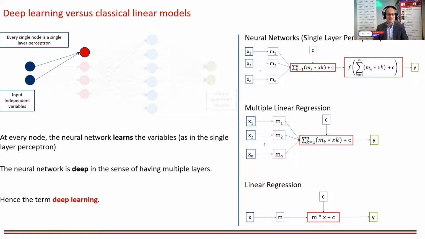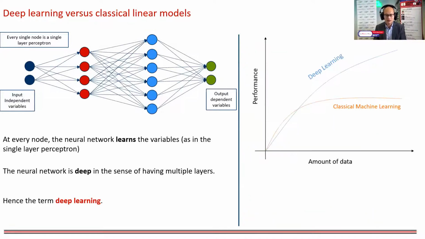And hence there's a term, deep learning. And why do they call it deep? Because it has multiple layers in my deep learning model, and hence they call it a deep learning model, hence the term. So this is what an example of a deep learning model looks like. In this, there are two hidden layers.